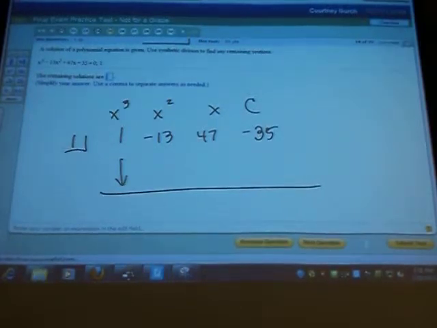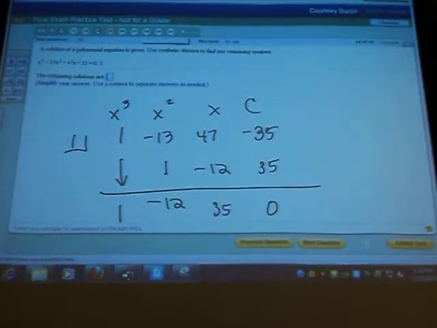Alright, so if I have 1 as the solution, then bring down your 1 in the first column, and then multiply. 1 times 1 is 1, and then add downwards. Multiply. 1 times negative 12 is negative 12, and add positive 35. Multiply. 1 times 35 is 35, and add, I get 0.